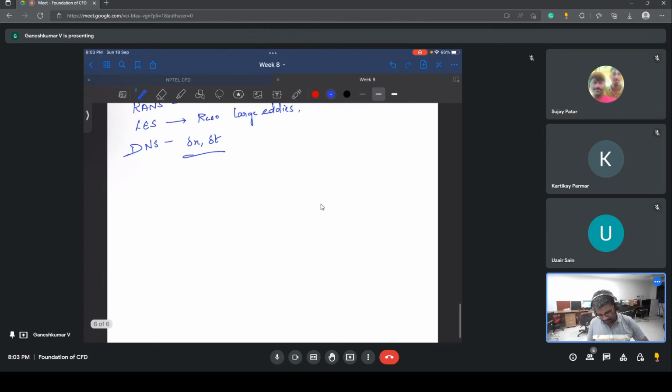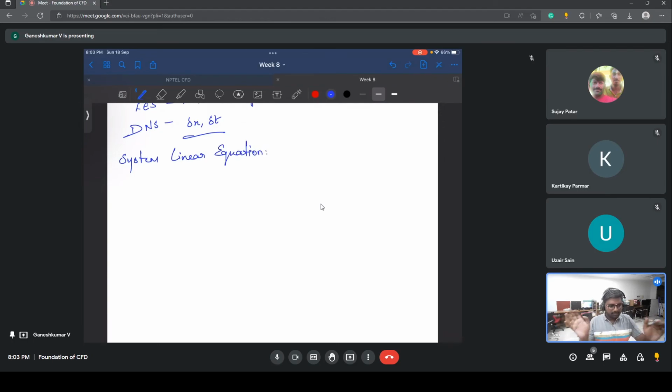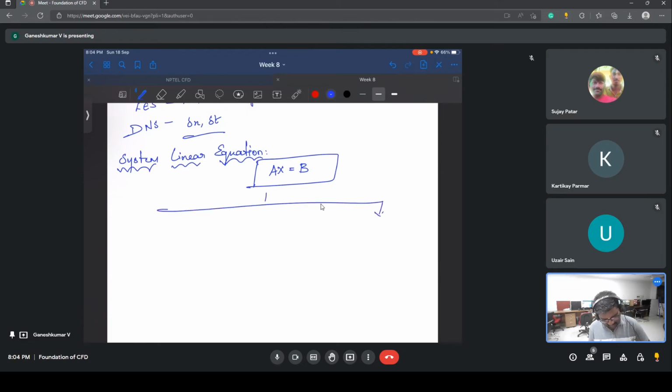It's a vast subject, and then finally we came to the linear equations. A system of linear equations is what we are going to solve. Whatever we did was to come up with this system Ax equal to b. Once you come up with this system, we need to solve it. That's what we saw finally: how you are going to solve this Ax equal to b. As discussed, there are two methods: direct and iterative.